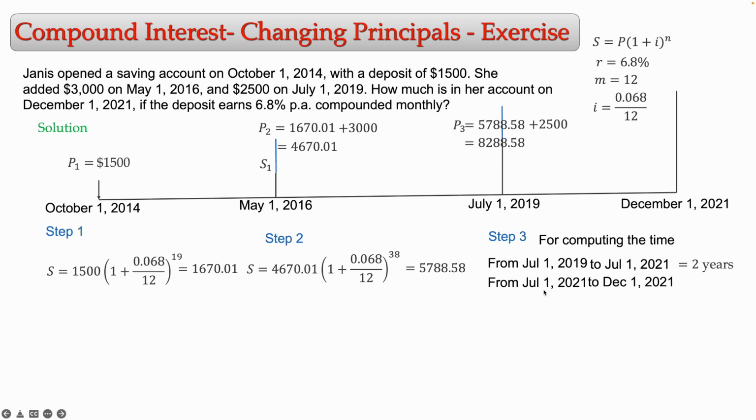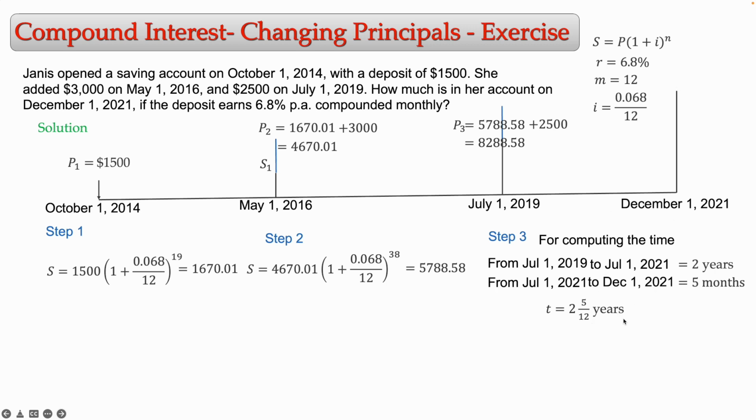December is month number 12. July is month number 7. 12 minus 7 is 5. So it will be 5 months here. Or you can count with your fingers if you want. Count from the next month: August, September, October, November, and December. 5 months. And then the time will be 2 plus 5 over 12 years. Over 12 because we are counting months.